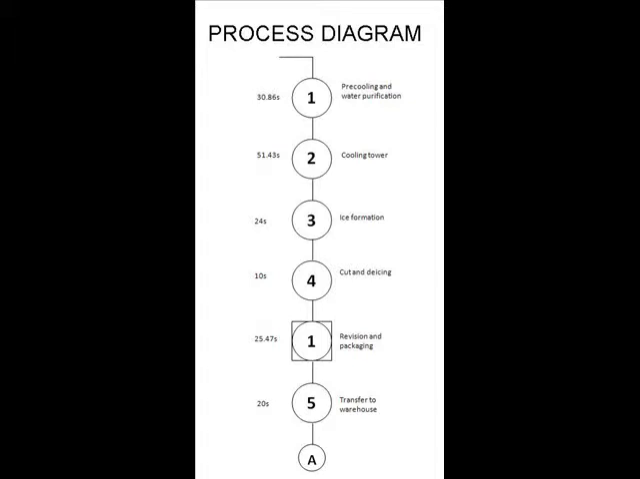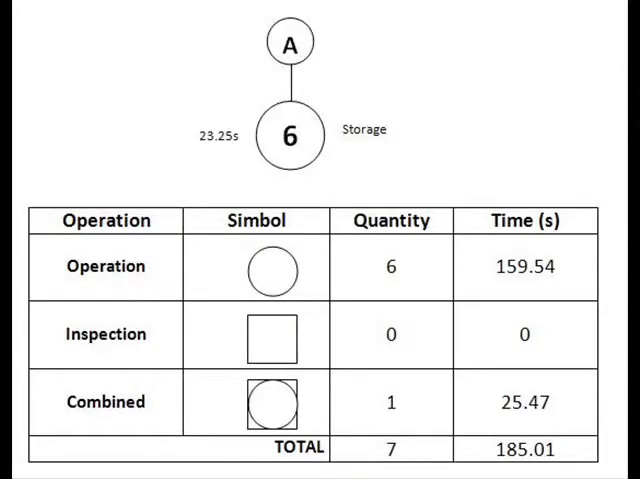Next, water to ice takes 24 seconds per gallon. Then the ice is cut in 10 seconds. Finally, the ice is packed in bags of 5, 10, and 25 pounds. This takes 25.47 seconds. At the end, the ice bags are transferred to the warehouse and stored in 43.25 seconds.